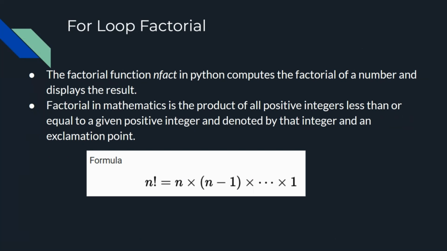In mathematics, factorial is defined as the product of all positive integers less than or equal to a given positive integer and denoted by that integer and an exclamation point. For example, factorial 5 means 1 times 2 times 3 times 4 times 5. Factorial 0 is defined as equal to 1. Factorials are commonly encountered in the evaluation of permutations and combinations and in the coefficients of terms of binomial expansions.